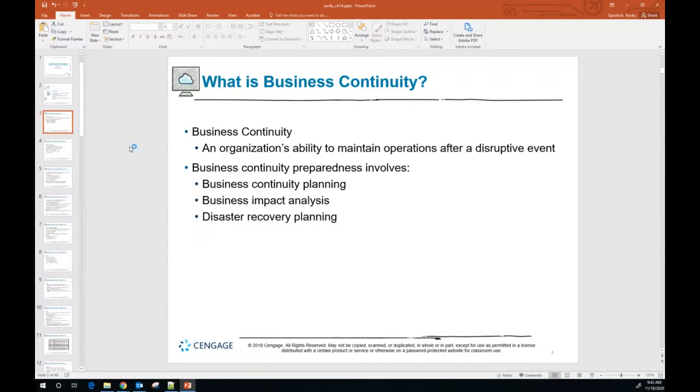Business continuity is an organization's ability to maintain operations after a disruptive event. When we're looking at our business continuity, it's how can we keep our business running if something bad happens. So business continuity preparedness is going to involve making sure that we have business continuity planning, a business impact analysis, and disaster recovery planning.